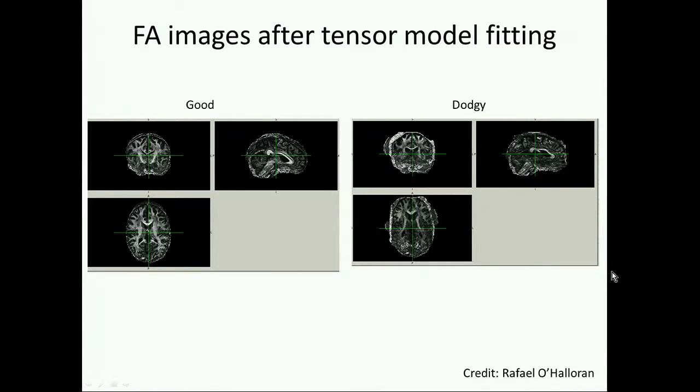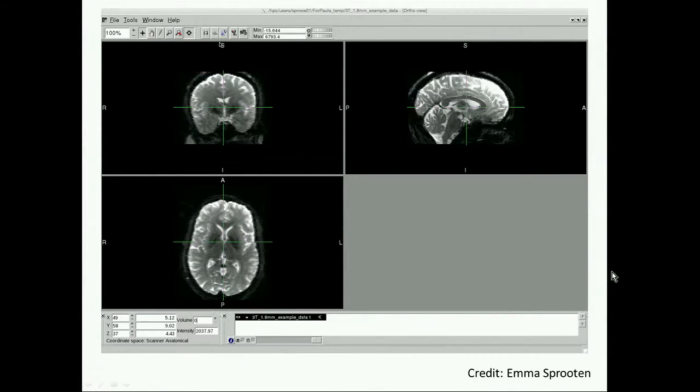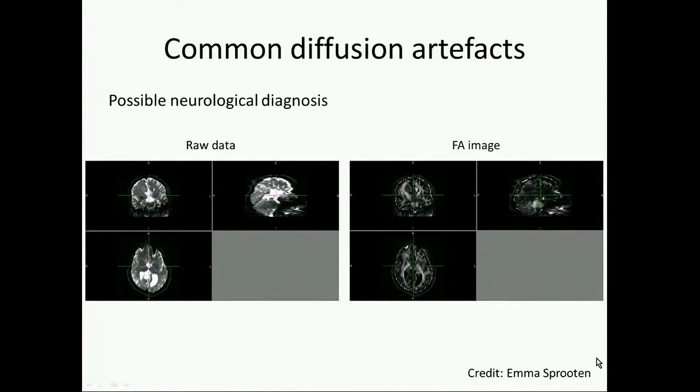So I'm just going to whip through some common examples. Oh, and this is what a good 3T data set should look like, just for comparison. Thanks to Emma for some of these data. Okay, so what kind of issues can you see here? Well, obviously one big worry is that you might see a neurological issue with one of your subjects.